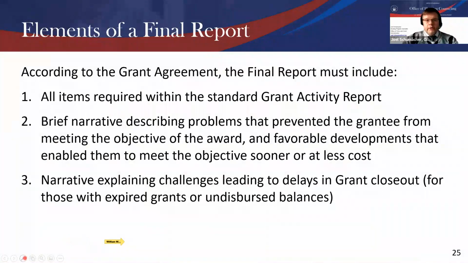So like I said before, the final report will have additional elements. In addition to all the standard elements that are in a GAR, you're also going to include a narrative where you describe either problems that prevented you from meeting the objectives of the award, or perhaps favorable developments that enabled you to do more with less, as appropriate. Additionally, if you're having difficulty or delays with grant closeout, maybe you're unable to expend your funds, we're going to need an explanation of why you weren't able to.